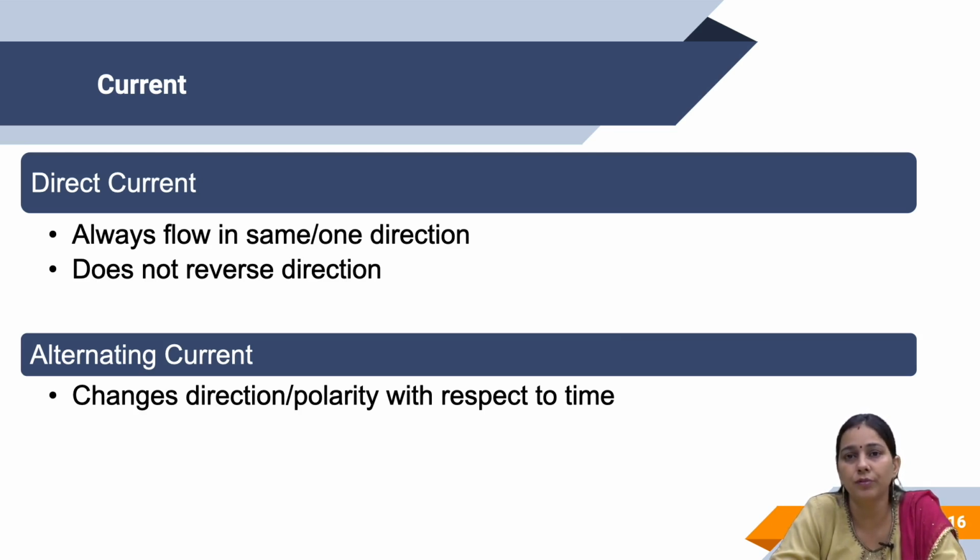At every instant of time, the magnitude of the alternating current is changing. When the positive polarity is there for the half cycle, during the next half cycle it will be the negative half cycle.